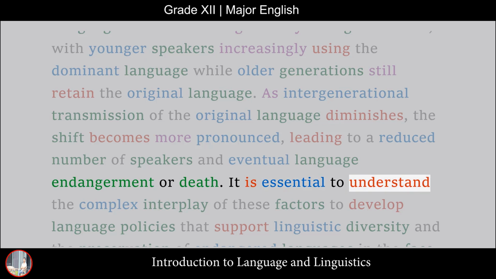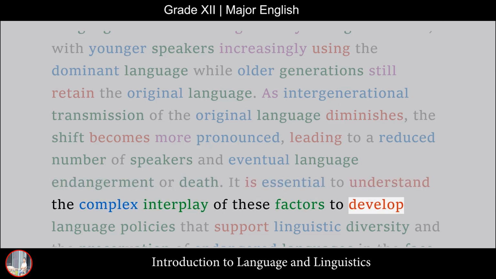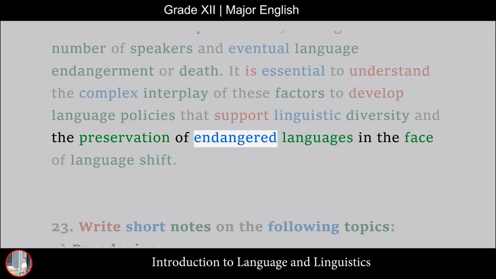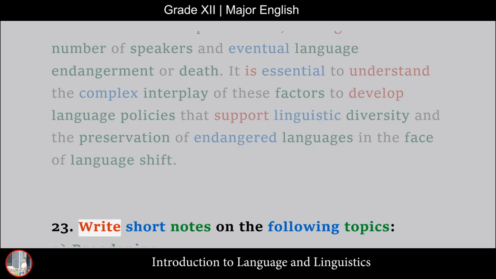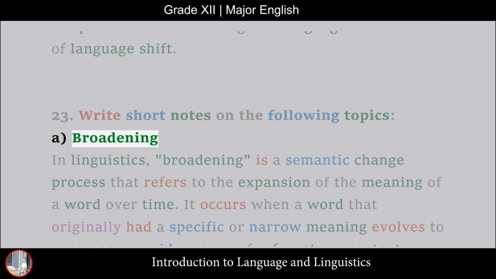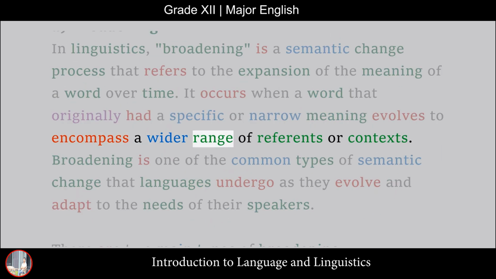It is essential to understand the complex interplay of these factors to develop language policies that support linguistic diversity and the preservation of endangered languages in the face of language shift. 23. Write short notes on the following topics. A. Broadening. In linguistics, broadening is a semantic change process that refers to the expansion of the meaning of a word over time. It occurs when a word that originally had a specific or narrow meaning evolves to encompass a wider range of reference or contexts.